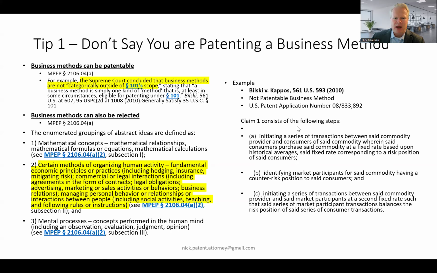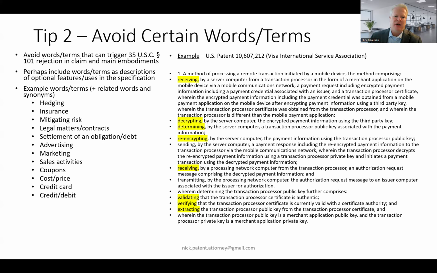And I would say that you could use these in the description of your patent application. You could say that you're doing this for banking or mitigating risk, or it could be used in insurance or sales. But I would describe the invention in general terms, without saying that it needs to be for these sales activities or cost price or insurance.